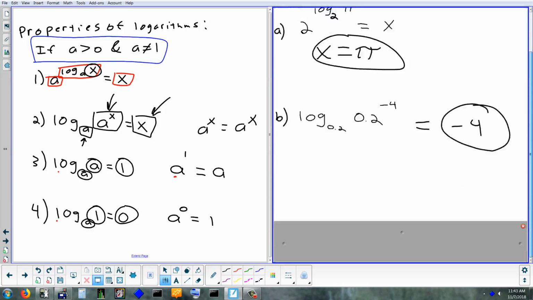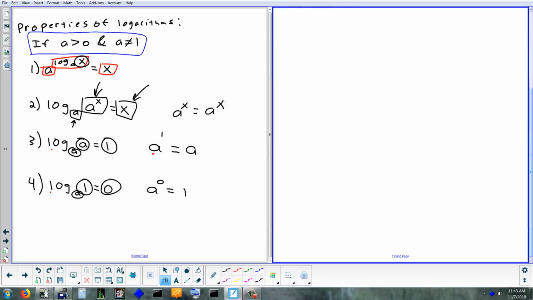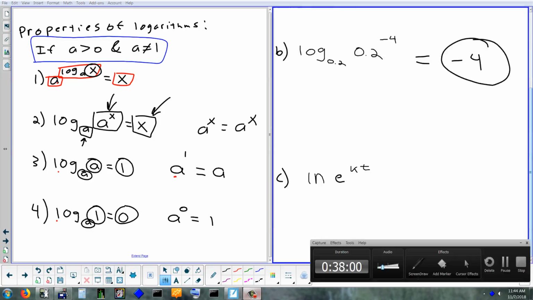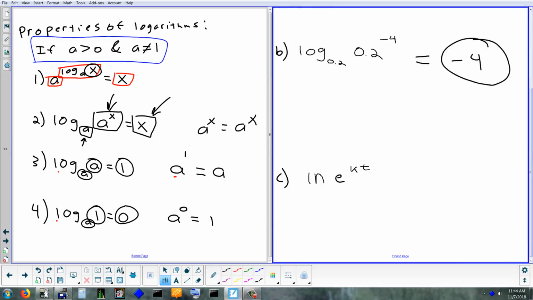How about this one? The ln of e to the kt. This one's a little hidden, but it is one of those properties. Anyone think they see what property that is? Did anyone see what property it is? Yeah? It is the second one. Remember, how can we write ln? Instead of writing it the short way, let's write it the long way.